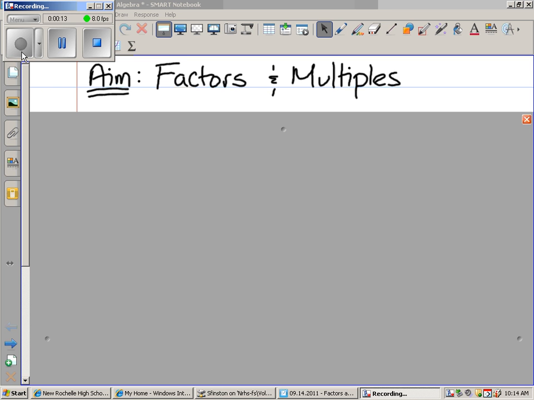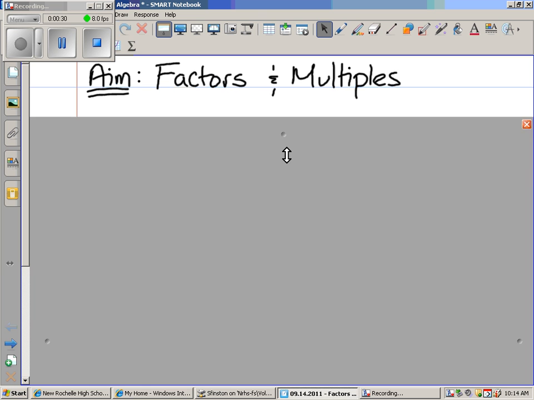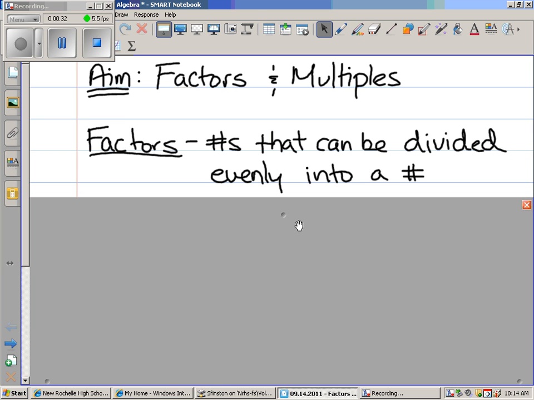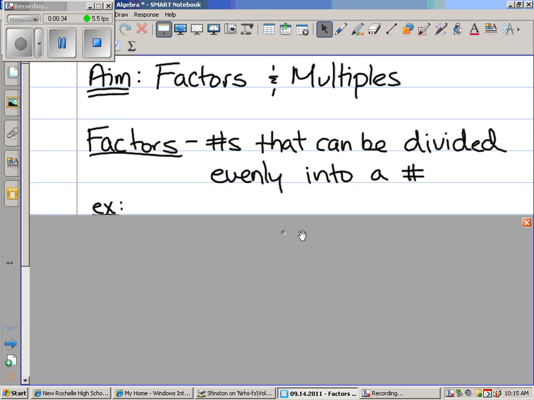Let's take a few people. Which one do you think is the smaller of the two? Are factors smaller than multiples, or are multiples smaller than factors? Which way does it go? Factors first. Factors are smaller than multiples, and that's going to be our first topic of conversation, factors. And then we're going to try and think up some examples.